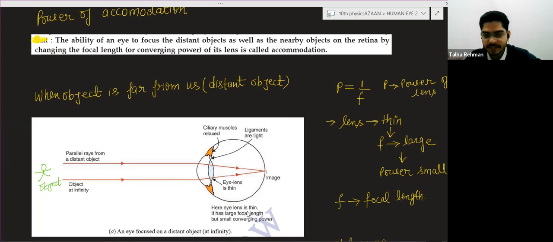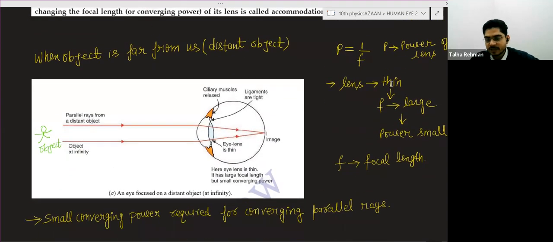In this case, the eye lens is thin. When you want to see the far object, your eye lens becomes thin, so as to give a large focal length or smaller power. I have told you power is equal to 1 upon f. So if the lens becomes thin, the focal length becomes large, and the power becomes small. If the focal length becomes small, the power of the lens becomes large.